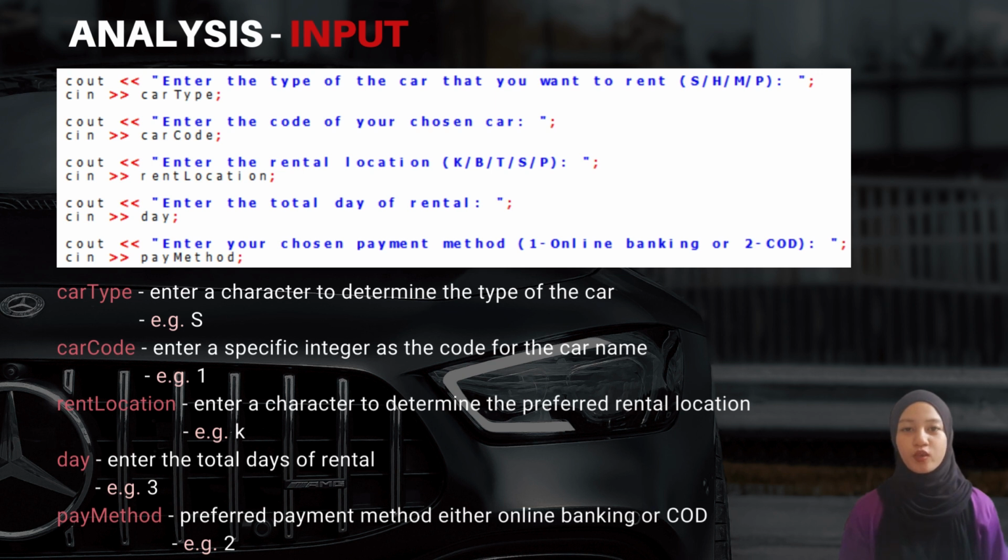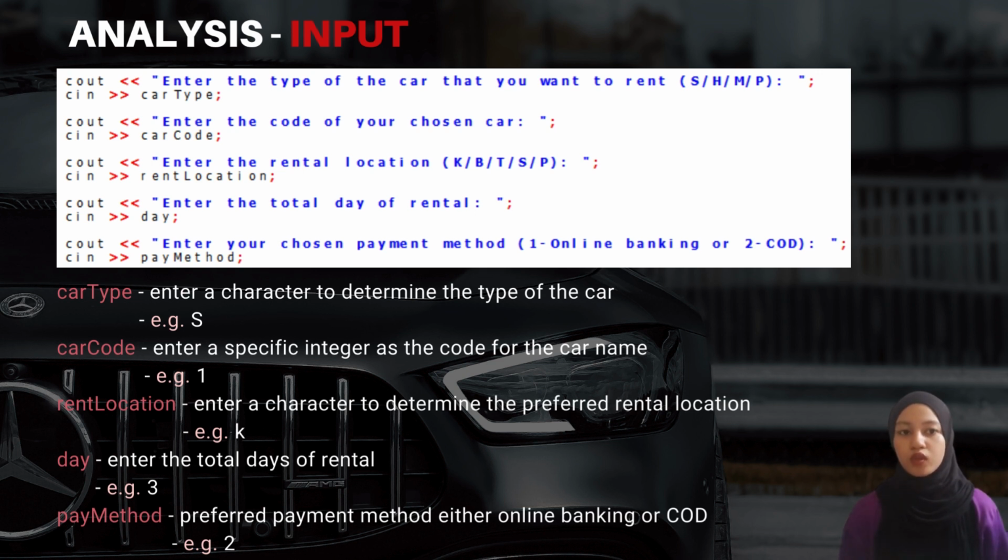These inputs are in the while loop. The variable car type is to determine the type of the car, where the user needs to enter a character, either S for sedan, H for hatchback, M for MPV, or P for pickup truck. Next, the variable car code is to determine the name of the car to be rented based on the specific integer entered. The variable rental location is to determine the preferred rental location, where K is for Kuala Pilah, B for Bahau, T for Tampin, S for Seremban, and P for self-pickup.